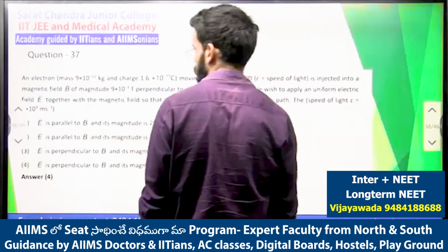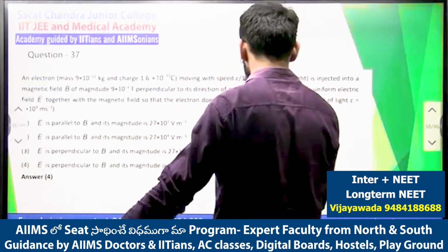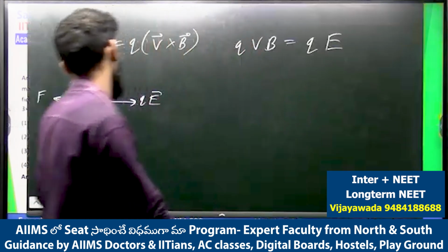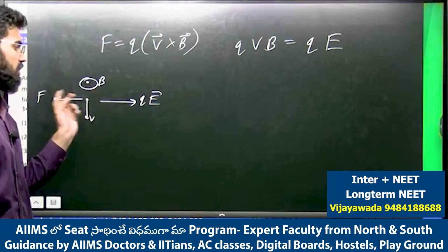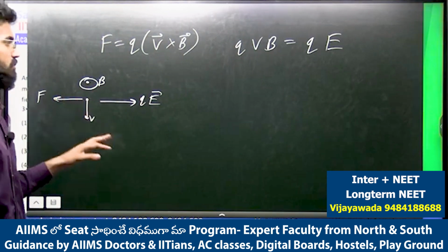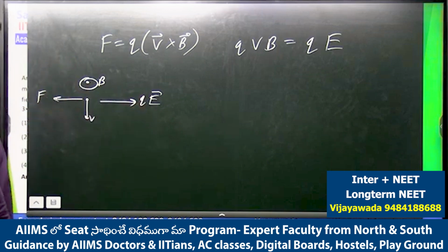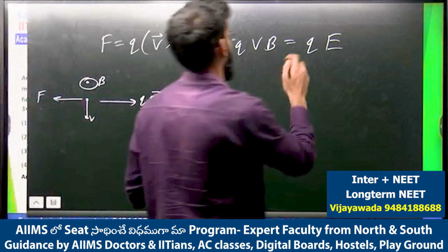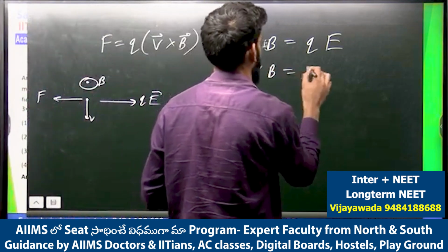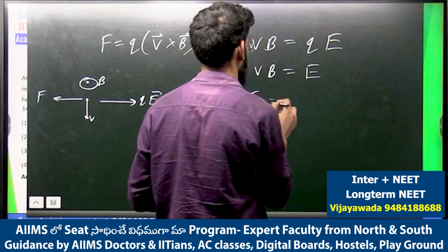Is it electron? Electron. So negative charge is there, means everything will be opposite direction. Okay, don't mess up with this. Electron means just opposite direction. Okay, the force will become this side, so E into Q, you have to apply this side. That's it. Okay, so VB equal to E. So electric field is nothing but V into B.